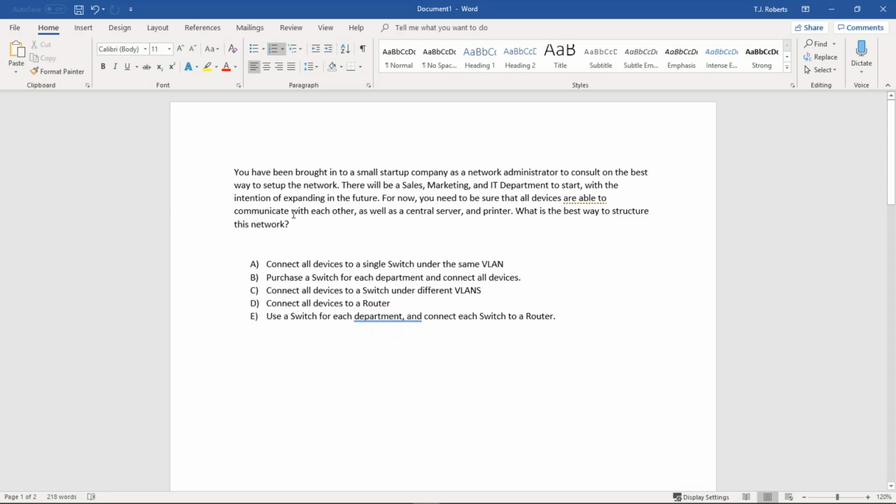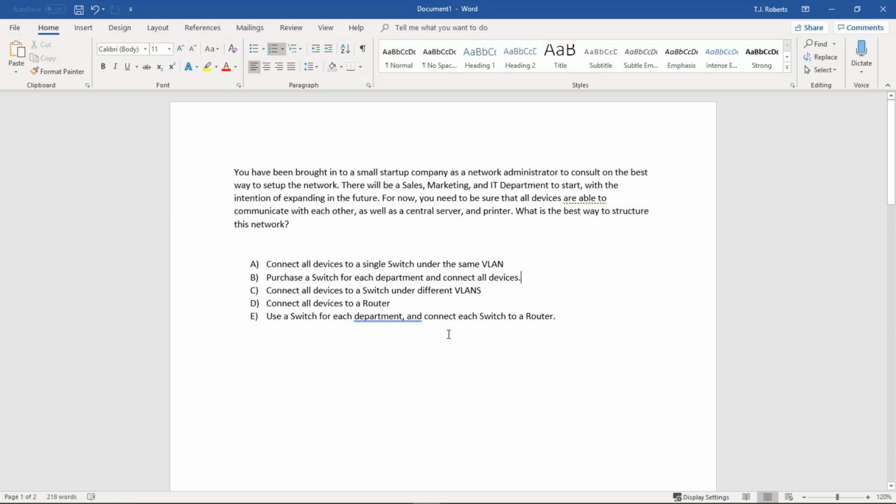So if we're talking about the best way to structure this network, it would probably be to use a switch for each department, and then you can connect them all to a router. And this is going to give you the ability to connect these VLANs, right? If you have a router, then you can split each of these into different departments. So sales will have its own VLAN, marketing can have its own VLAN, the IT department, they can all have their own separate VLANs, and then the router can connect them all. And then you don't have a single point of failure.